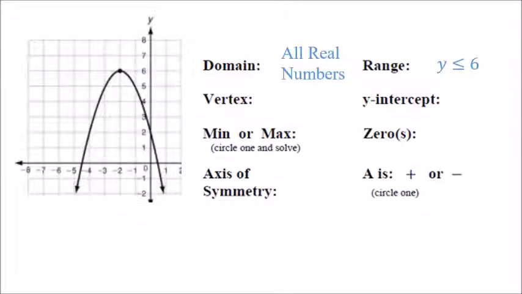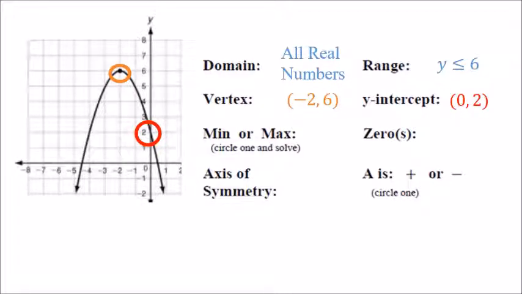For vertex, we want to find where the graph changes directions. This point here is my vertex. When I write it as an ordered pair, my x value is -2 and my y value is 6. So I have a vertex of (-2, 6). Y-intercept is where my graph crosses the y-axis. It happens here at +2. It can be written as an ordered pair (0, 2), or you can also just simply list it as the digit 2.